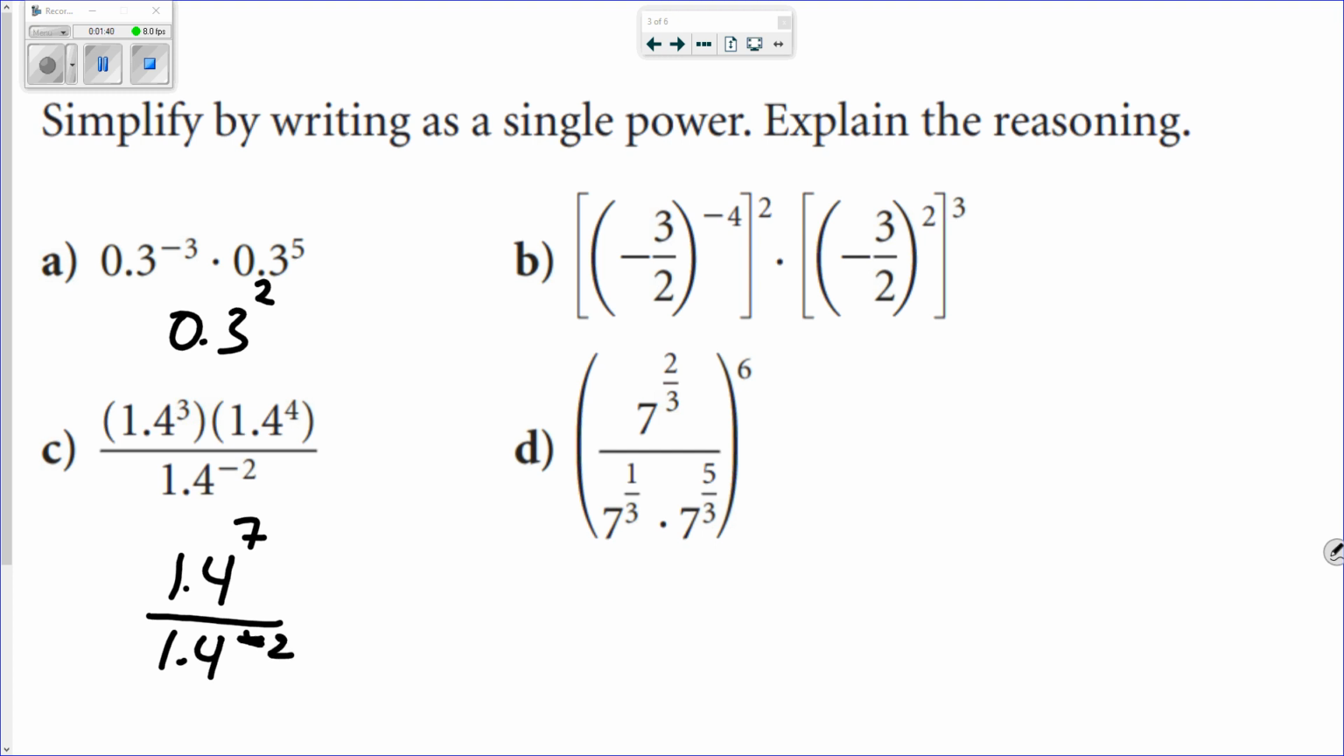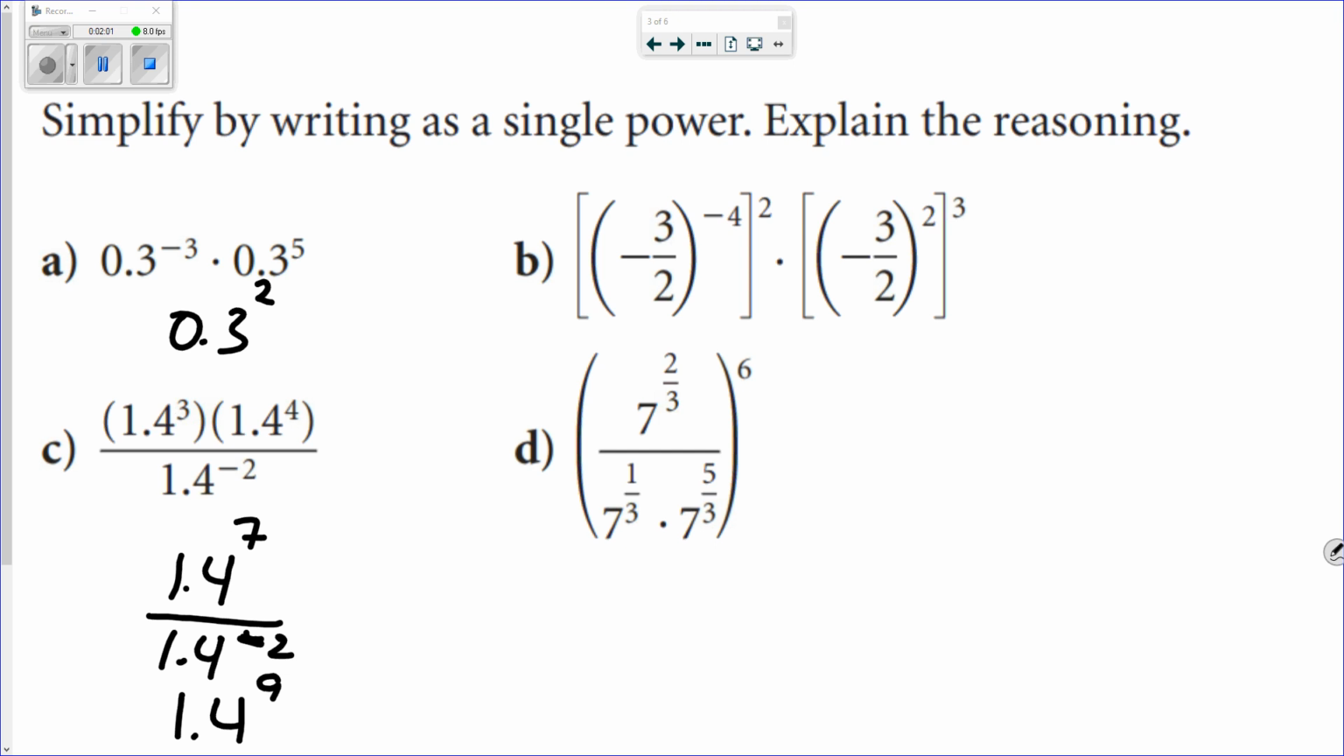So that is negative, I promise. And then because we're dividing, we're going to subtract our powers. So 7 minus a -2 is 9. So we have 1.4 to the 9th power.